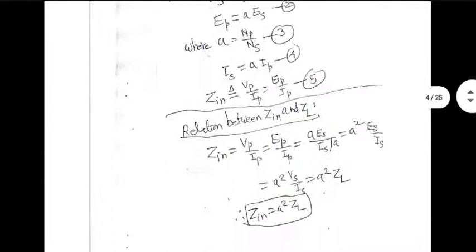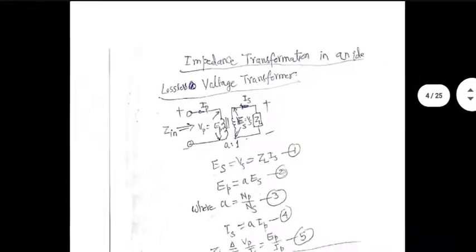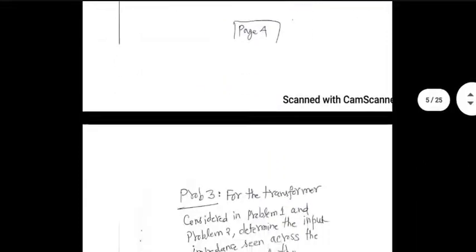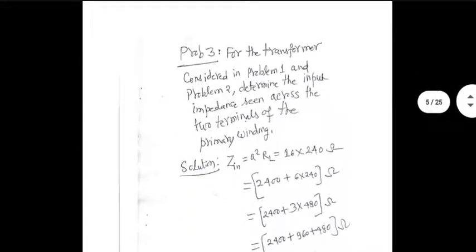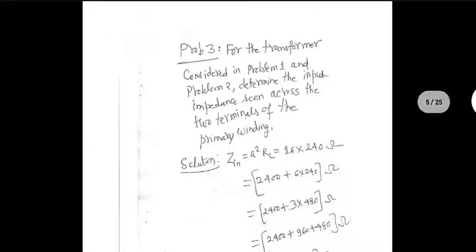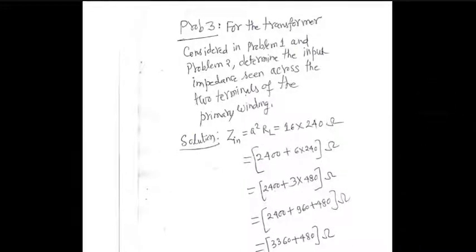Impedance transformation, I have gone through it already. I've told you that a load ZL on the secondary side looks like A square ZL as the input impedance on the primary side. Okay. Now, slightly different variation of the problem. For the transformer that was considered in problem 1 and 2, calculate the input impedance, assuming that load is 240 ohm.